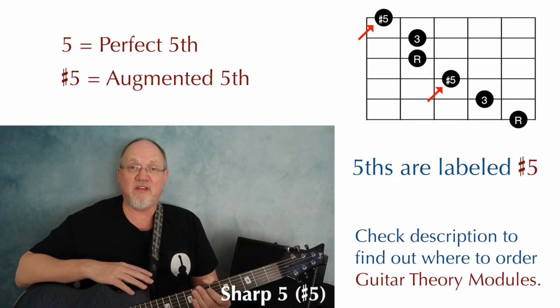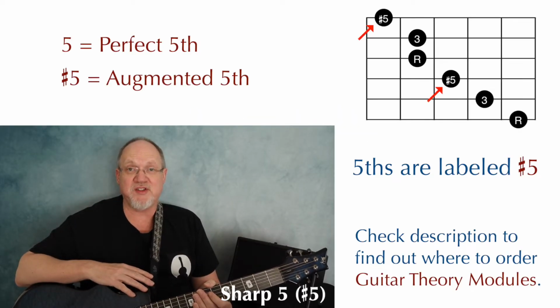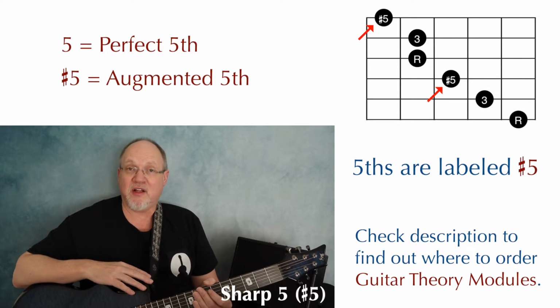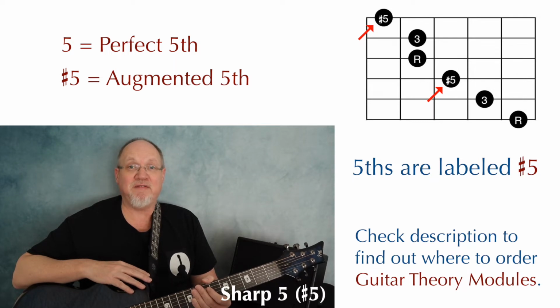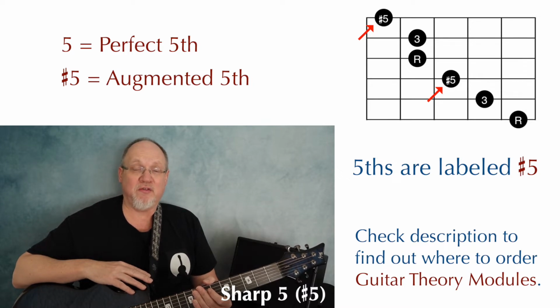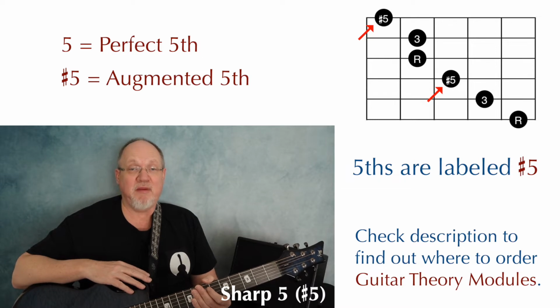The fifths in these augmented arpeggios are labeled as sharp 5. In non-classical styles, the augmented fifth is often labeled sharp 5 to differentiate it from the perfect fifth, which is labeled with a 5. And it doesn't matter if that fifth is a natural note, a flat note, or a sharp note, we label it as sharp 5 because that's how it's functioning in the chord. So if you see a 5, that means a perfect fifth. If you see a sharp 5, that means an augmented fifth.